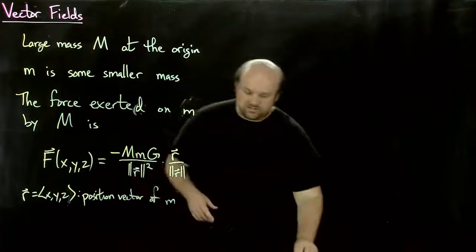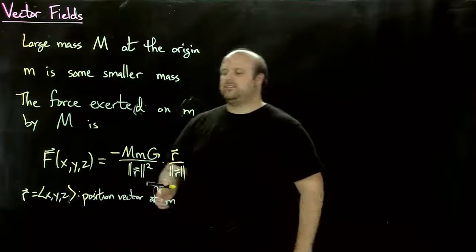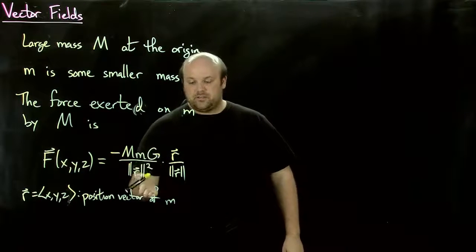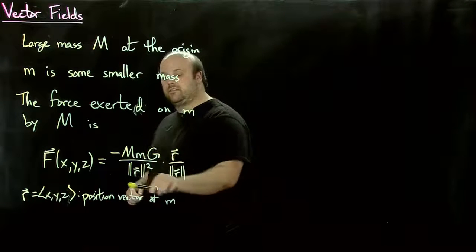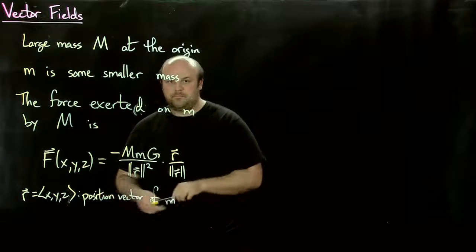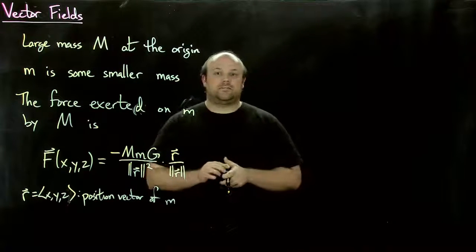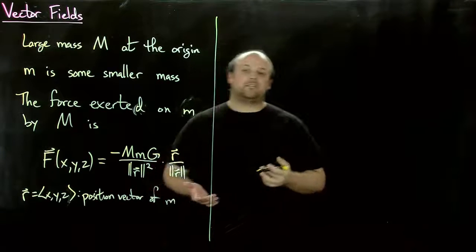Okay. So you could also, of course, write this as negative M m G over magnitude of r cubed times r. But this is how you see the inverse square law coming in. Okay? And yeah. So let's actually talk about another thing too, just to give another example of a vector field.